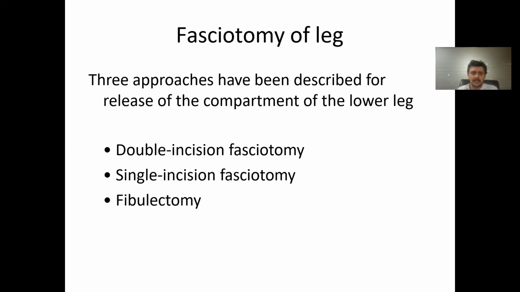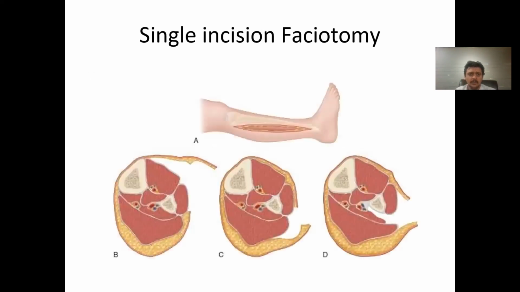Now, fasciotomy of the leg. There are three approaches described in the literature to release the compartments of the lower leg. First, double incision fasciotomy, second, single incision fasciotomy, and the other one is fibulectomy. In single incision fasciotomy, we make a full length incision from knee to ankle on the lateral side. We try to open all the compartments.